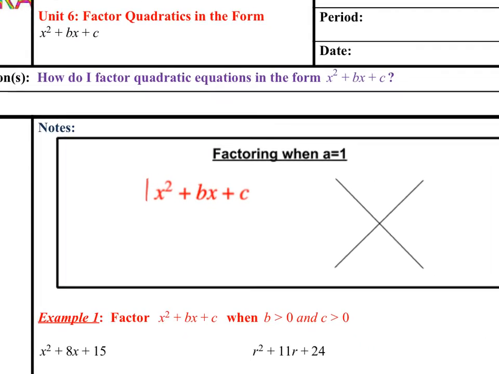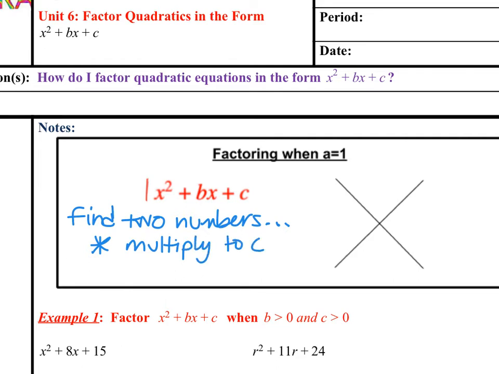Here's what I need you to do today. You need to find 2 numbers. It's kind of like a puzzle. Figure out 2 numbers that do 2 things for me. The first thing they have to do is multiply to the c term, being the number without a variable. They have to also add to the b term, which is the one with the x, or just the variable with no exponent. So if you look here, you see b and c. Make sure you notice that.